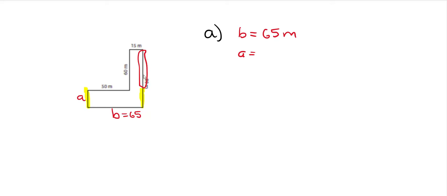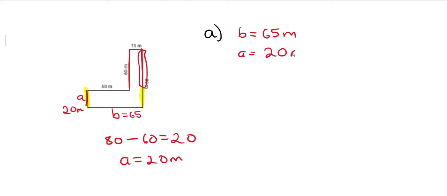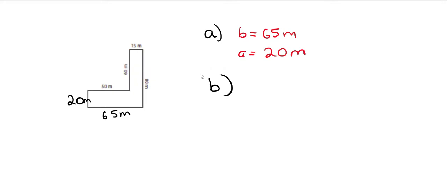And I can see that this length here, from there to there, is 60, okay? 60 is the same length from there to there. So all I have to do to work out A is say 80 take away 60, it will leave me with 20, and that is my length A, 20 meters. So that length from here to here will be 20 meters. So A is equal to 20 meters. Now that I have found the unknown side lengths, I've answered question A.